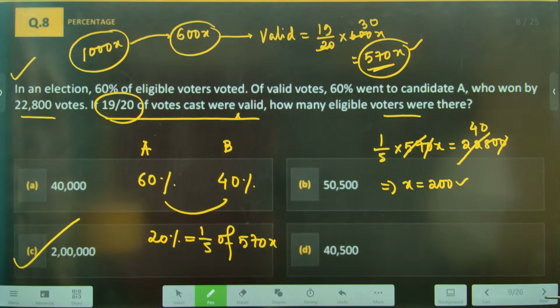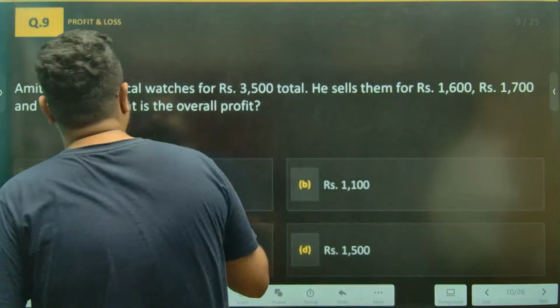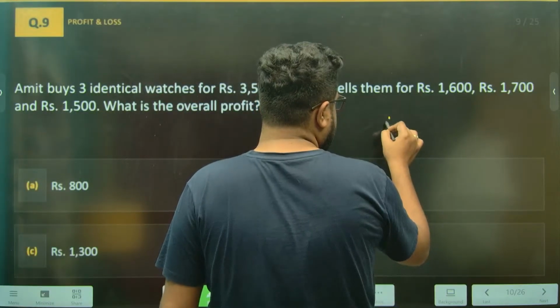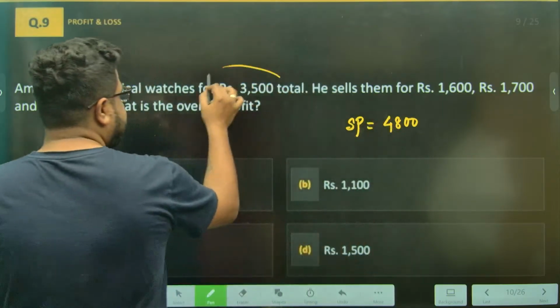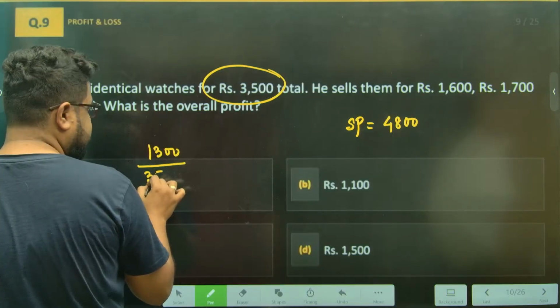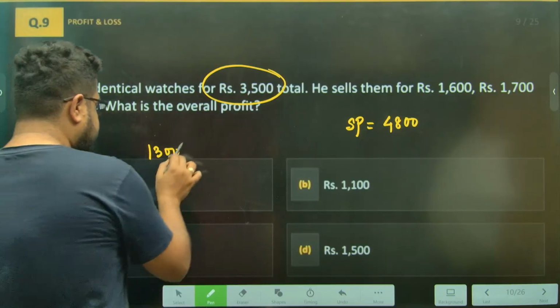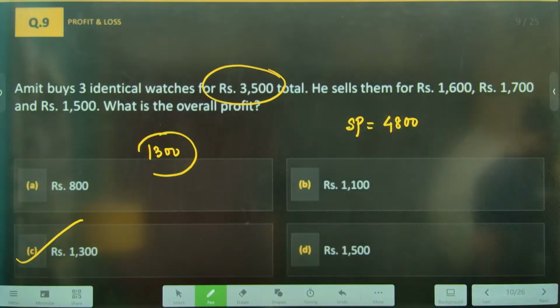Simple. Next one, sir. Amit buys 3 identical watches for this much total. Sells them for this much, this much, this much. So total 16, 17, 15, meaning 1600 is the average. So 48,800 is the SP. And CP is this. Profit is 1300 rupees out of CP of 30. Achha, sorry. They are not asking anything apart from the profit. Sir, option C is the answer. 1300 is your correct answer.